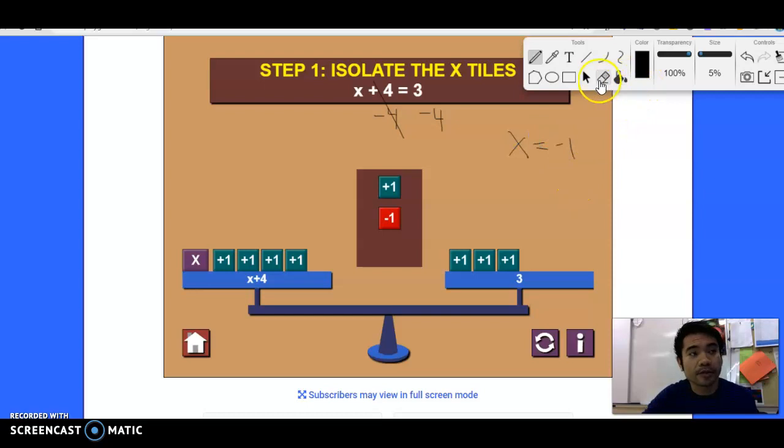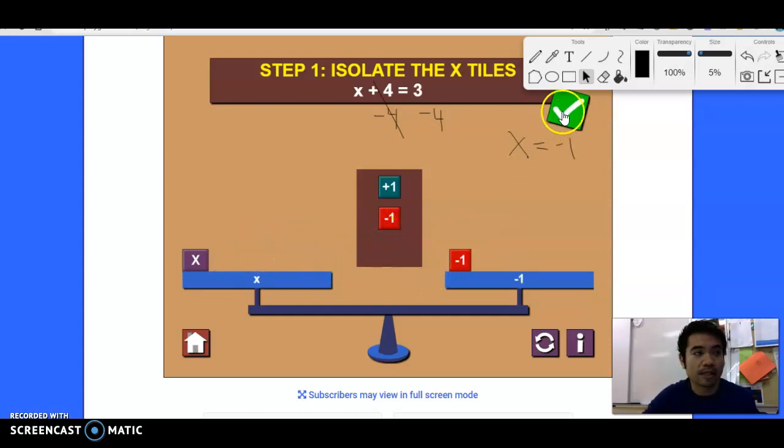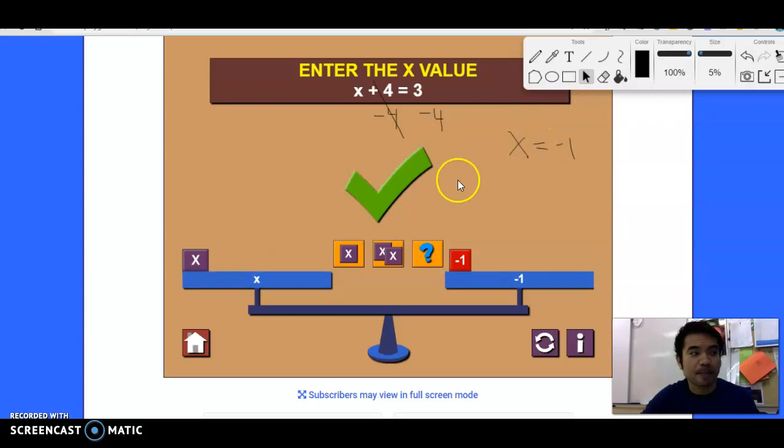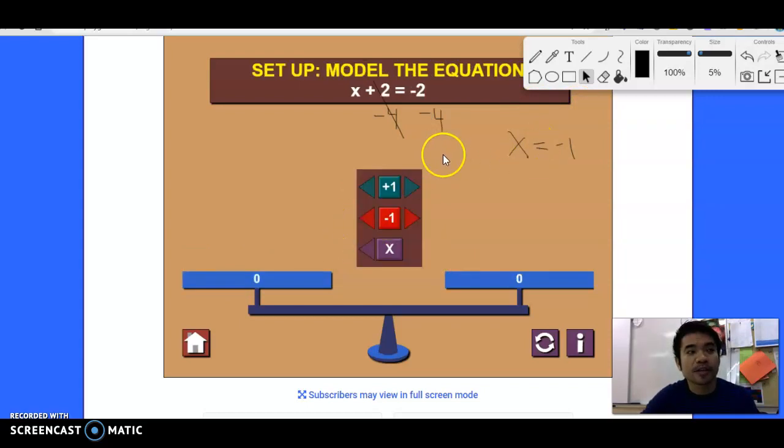So let's see if we are correct using our models. Okay, so how do I get rid of positive 4? I need to subtract 4. See that? So what is left on both sides? Well, x equals negative 1. Alright, let's try this last one, and then we will do multiplication and addition and division.